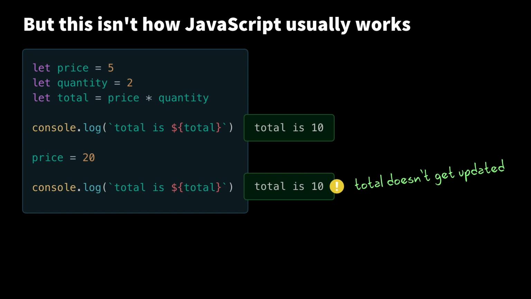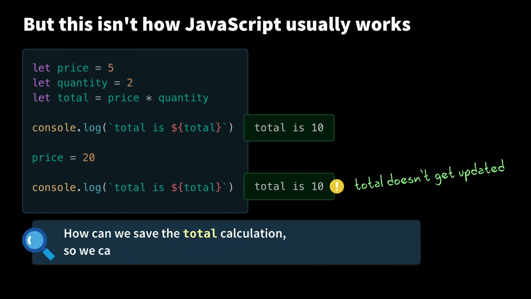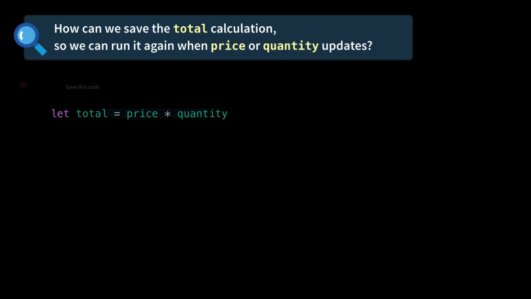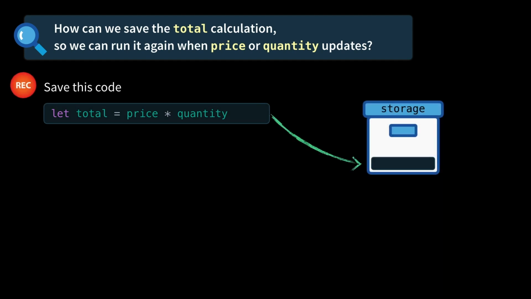But it didn't get updated, right? In a reactivity system, this would get updated. So our first question is, how can we save the total calculation so we can run it again when price or quantity updates? How might we implement this? Well, we need some way of saving this code to some sort of storage device like you see here. And whenever you see that red record icon, that means we're saving the code.